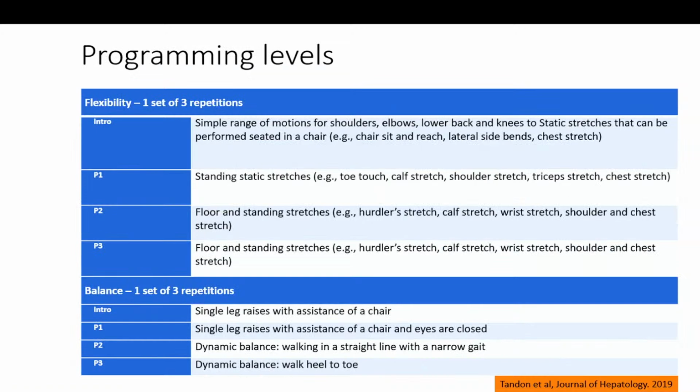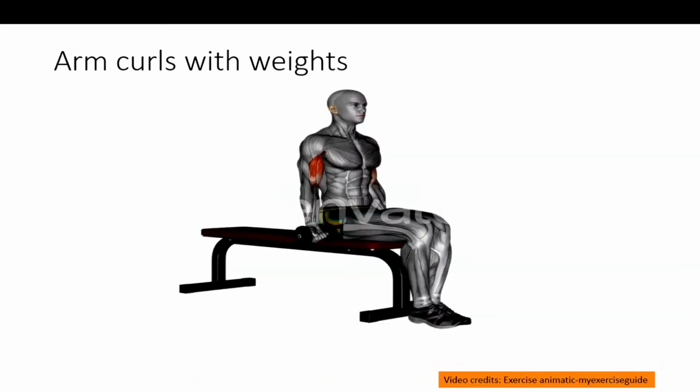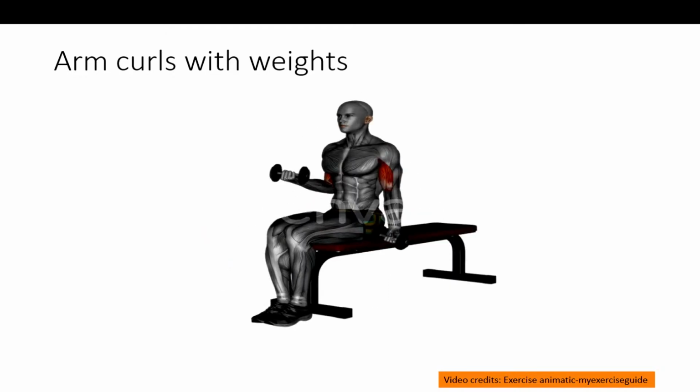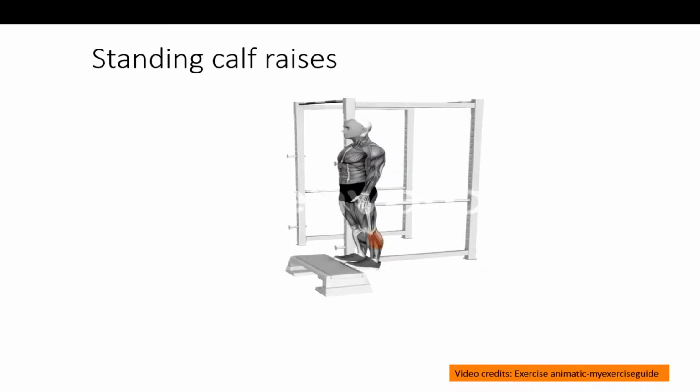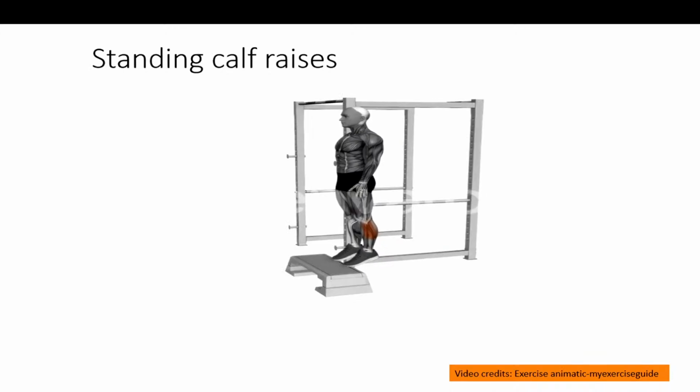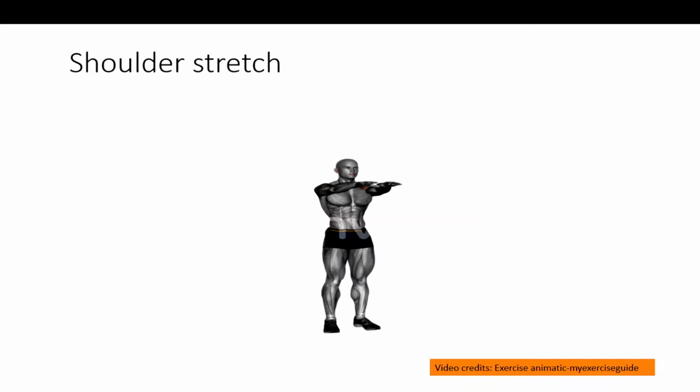Similarly is the case for flexibility as well as balance exercises. This is the simple arm curl, which can be done with weights as well as without weights. In the introductory part, we can do it without weights, and as the patient's strength builds up, we can increase the weight. Then comes standing calf raises, which can help increase the muscle strength of the calf muscles. This can also be done in the introductory part, and as the patient's muscle builds up, we can gradually increase to more intensive training.